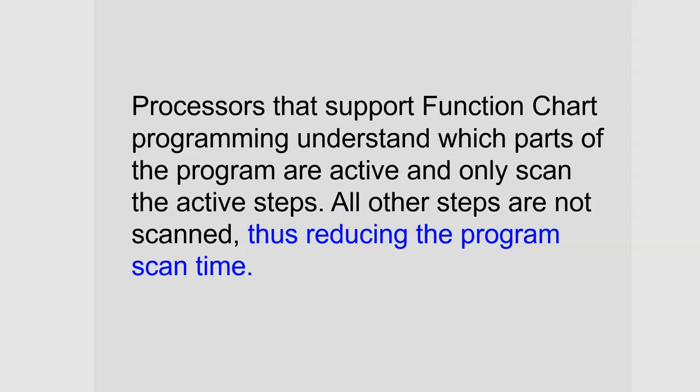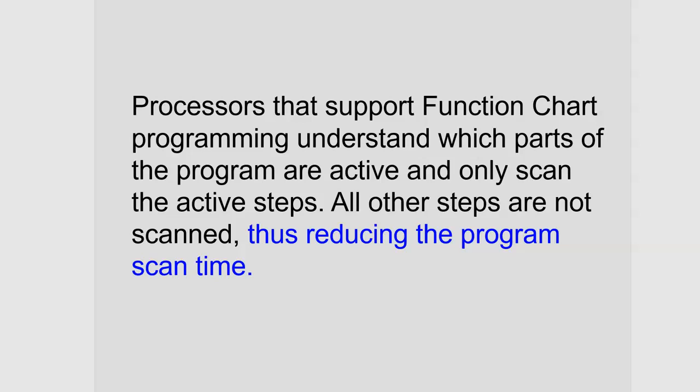Now this is important. Processors that support this type of programming understand which parts of the program are active and only scan the active steps. All other steps are not scanned, thus reducing the program scan time. In a previous video, we talked about scan time and the effects of scan time. If you have a switch that's operating faster than the PLC scan time, it can introduce errors. If you have counters or timers that are working faster than the scan time, that can cause problems.